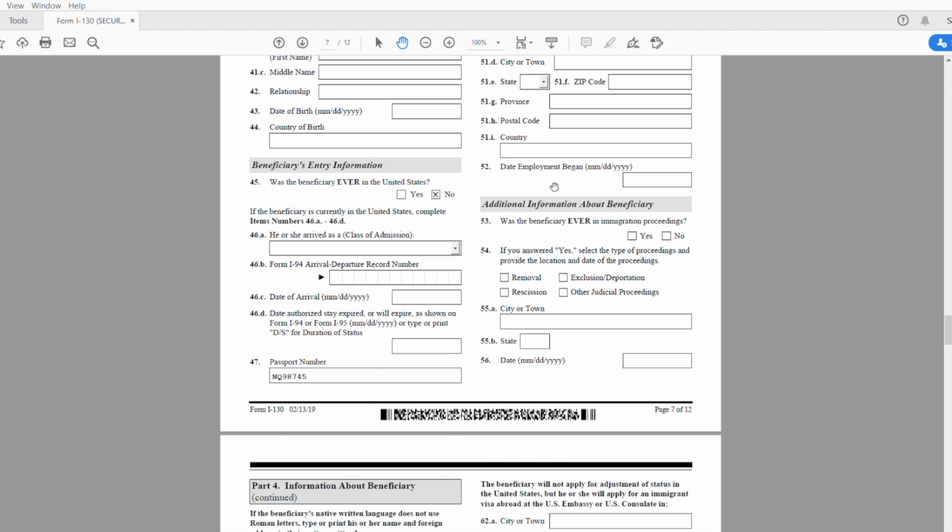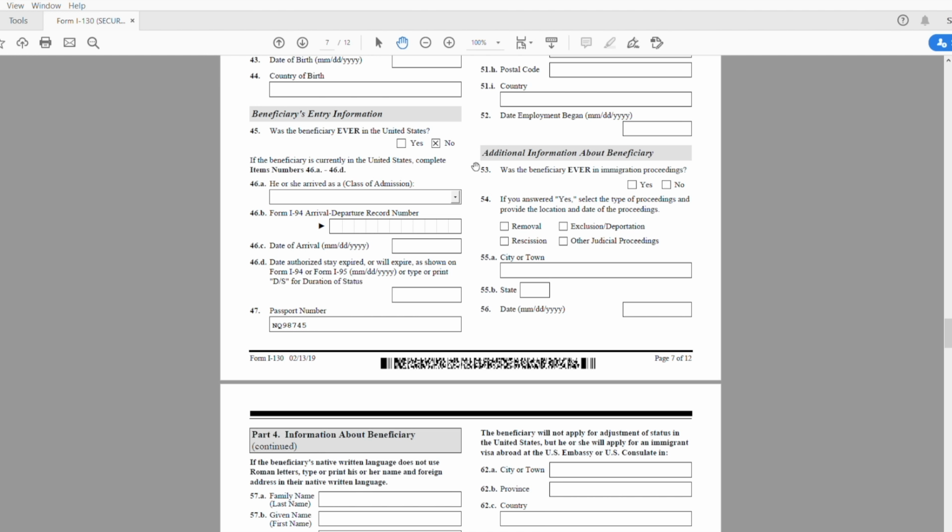We move on to additional information about the beneficiary. Number 53. Was the beneficiary ever in immigration proceedings? Since Pooja has never been to the US, we would indicate no. But if your spouse has been, you would indicate yes. If you answered yes, you would select the type of proceedings and provide the location and date of the proceedings in the following boxes.